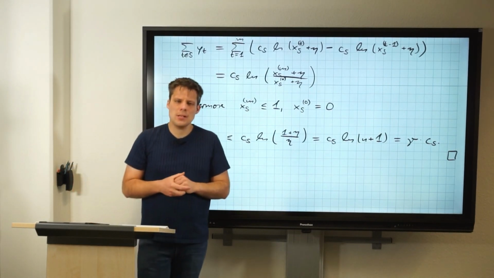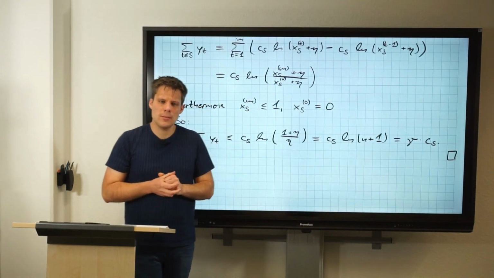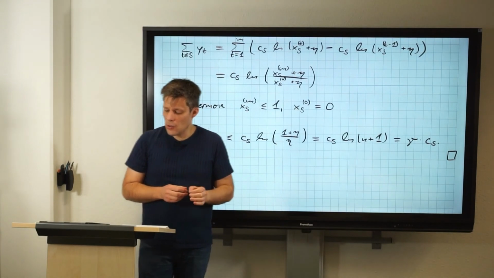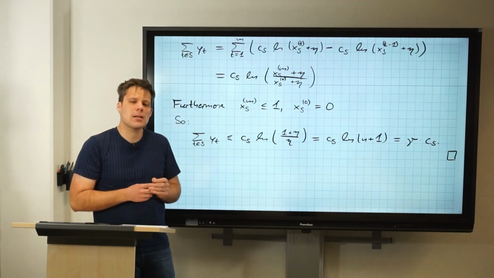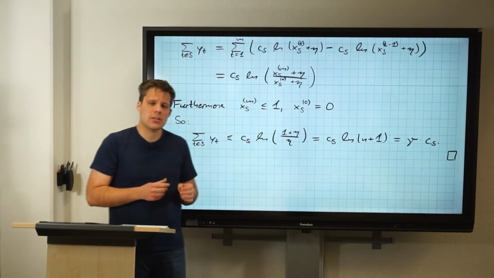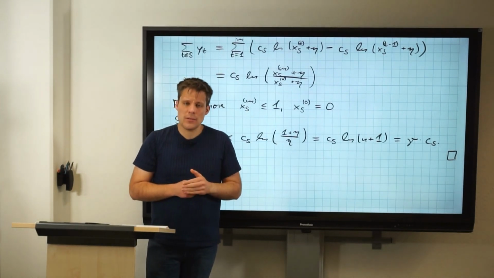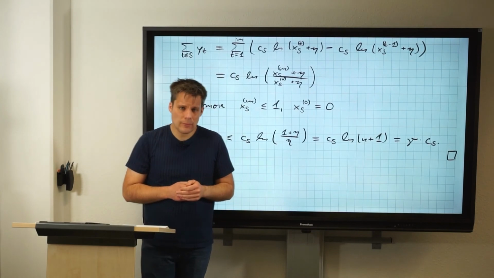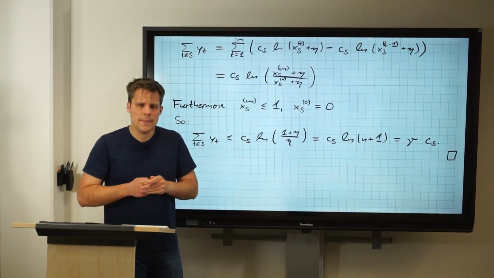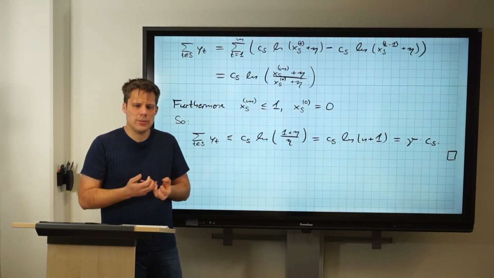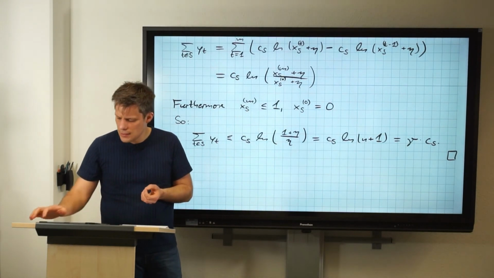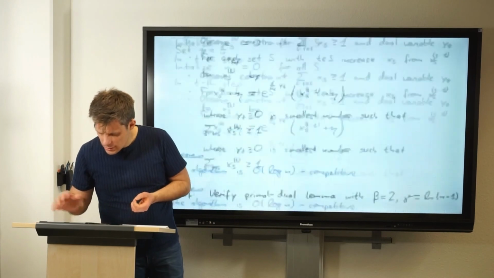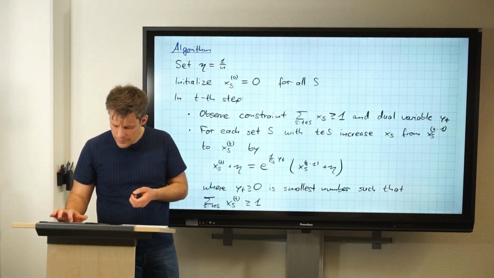Good, so this concludes today's lecture. We now have derived an O of log n competitive algorithm for the fractional set cover problem, or the online fractional set cover problem. How did this work? We used this primal-dual construction. The algorithm itself is maybe not super straightforward, so let me once again go back to the algorithm.